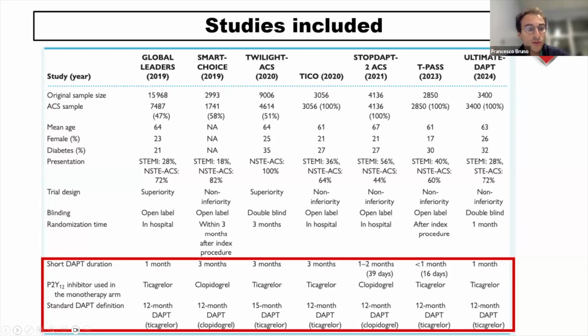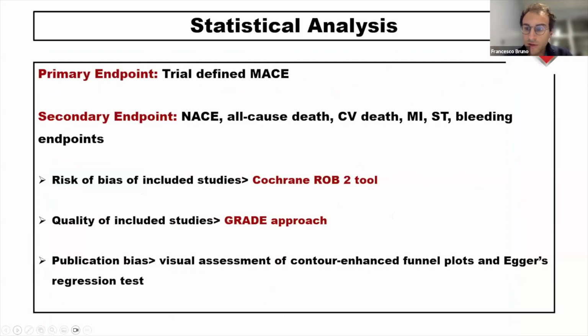As we can see, the standard DAPT definition in every trial was 12 months DAPT with either ticagrelor or clopidogrel. Speaking of the statistical analysis, the primary endpoint was a trial-defined MACE, which was slightly different between the trials. The secondary endpoints of interest were net adverse clinical events, all-cause death, cardiovascular death, MI, stent thrombosis, and bleeding endpoints.